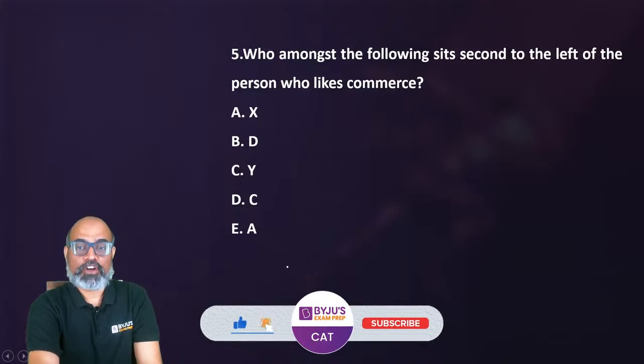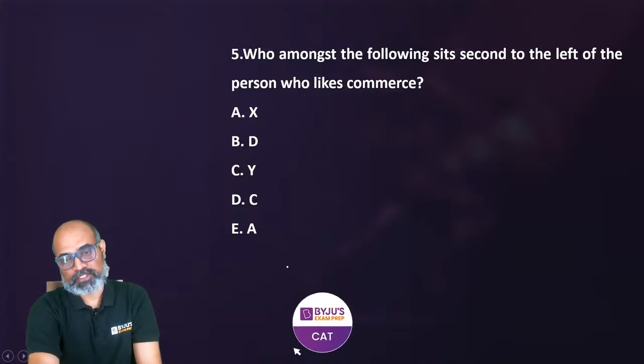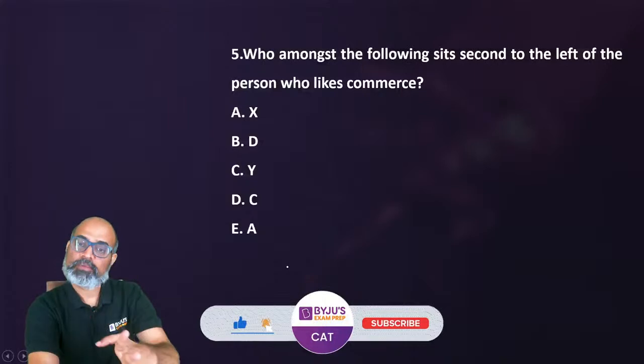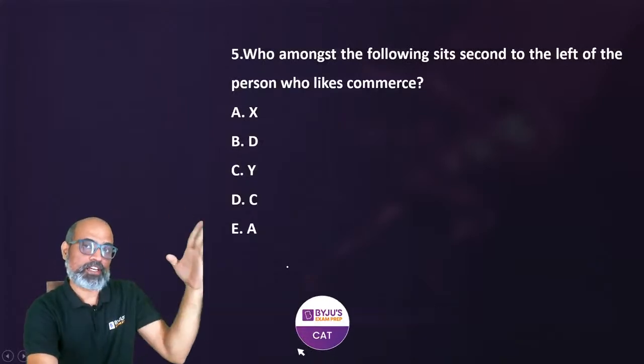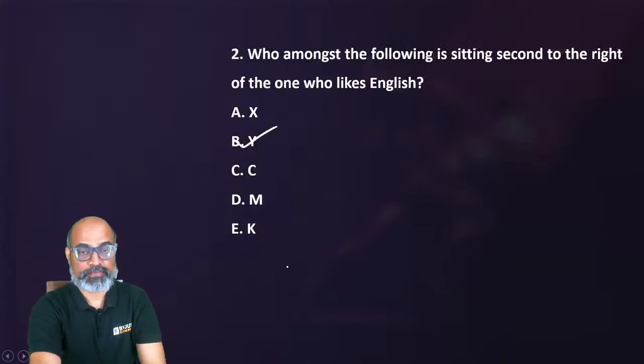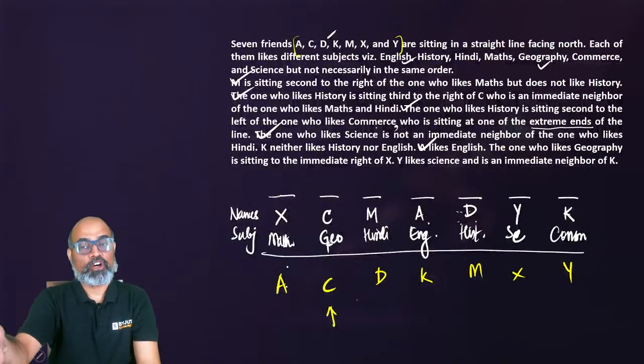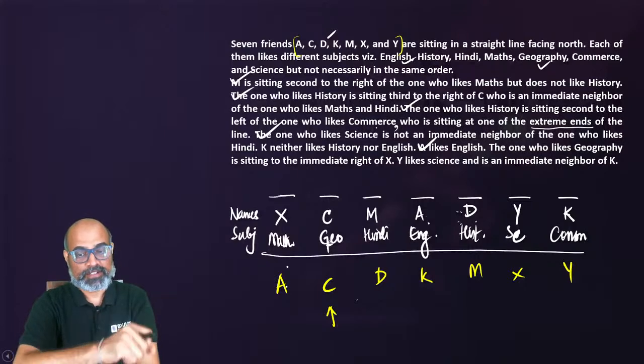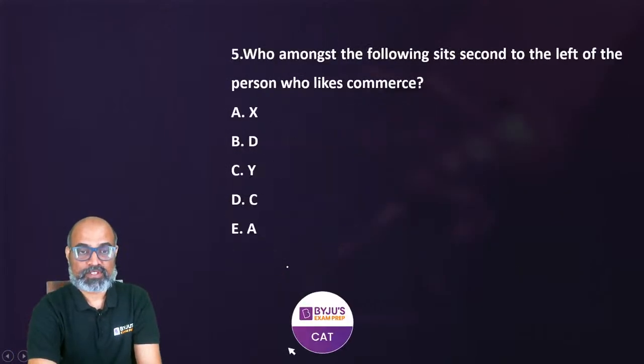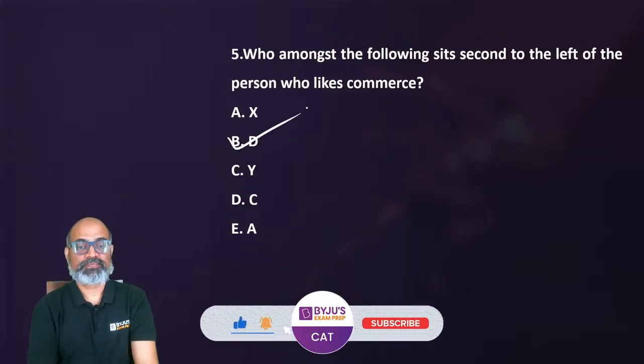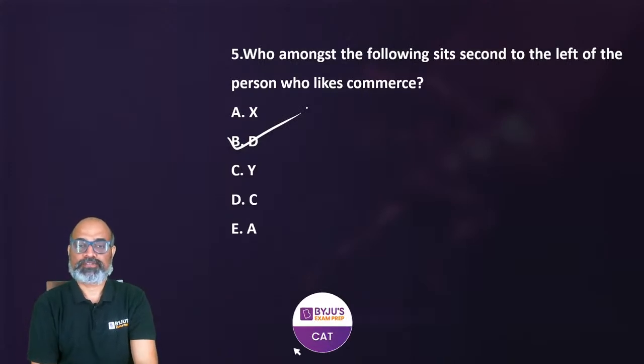Who amongst the following sits second to the left of the person who likes commerce? So we have to go to the commerce and then we have to find second to the left. To the left of the commerce guy. So the person who likes commerce is K, second to the left of him is the history guy, right? D. So D is the history guy. So this is what we're going to have.